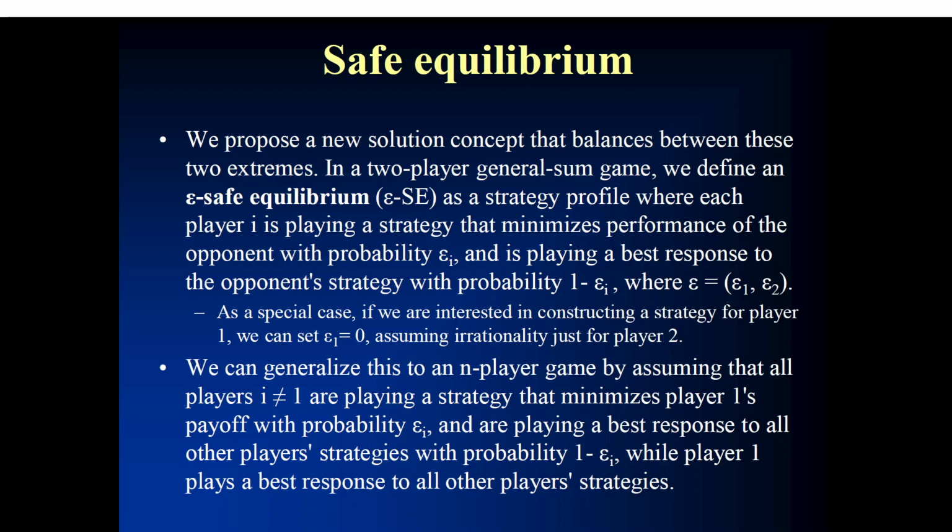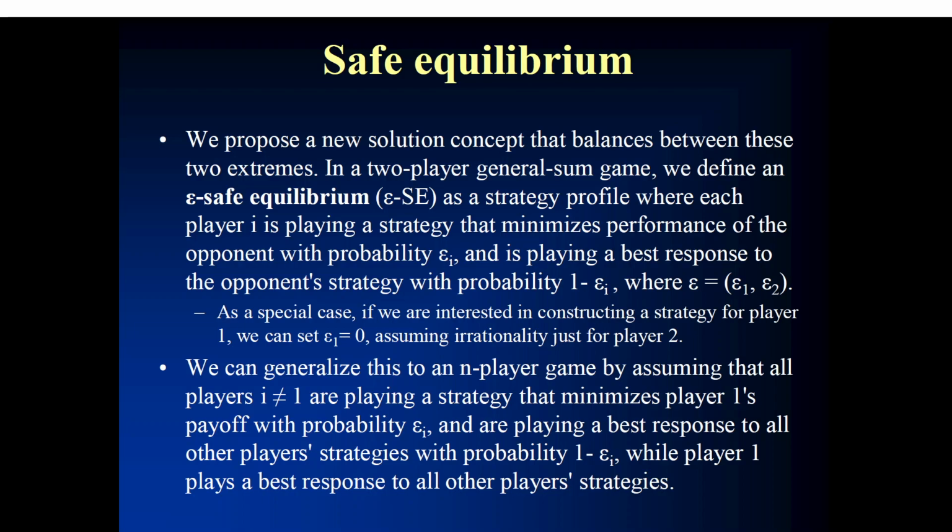Now, there are some different goals that people study in game theory. Our goal is that we're a player, we're going to say we're player 1, and we want to come up with our strategy for playing the game. And so that's the goal throughout this work. And so with that goal in mind, we often would maybe want to set epsilon 1 to be 0 because we are rational and assume irrationality just for player 2, though our model is general enough that epsilon 1 does not have to be 0. And we're going to generalize this, as we'll see, to n players by assuming that we, player 1, are rational.